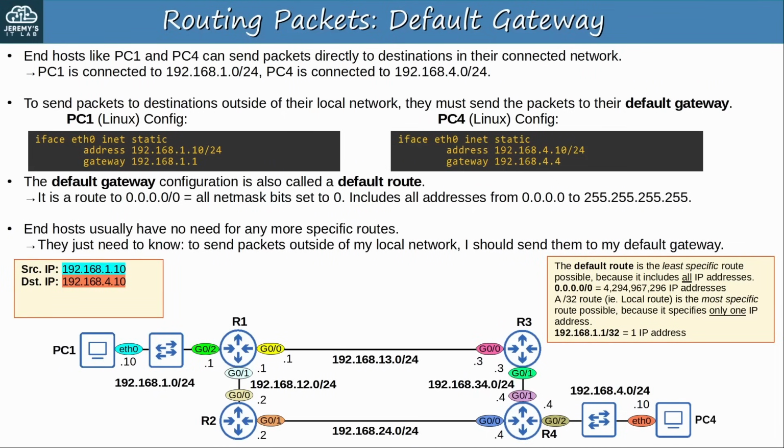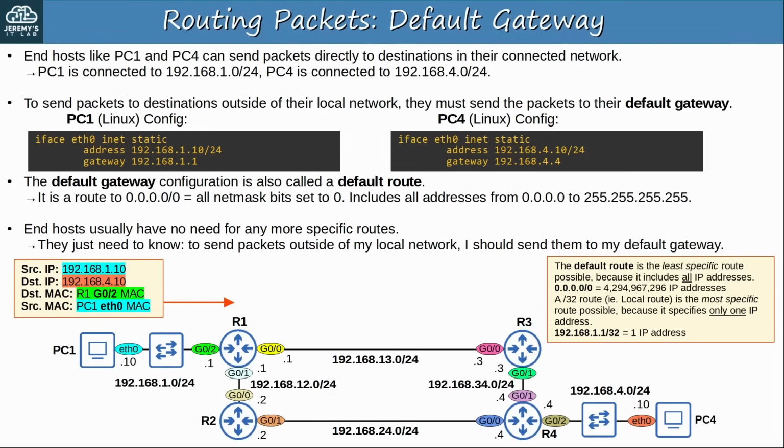So if PC1 wants to send a packet to PC4, the source IP address in the IP header is 192.168.1.10, PC1's IP, and the destination IP is 4.10, PC4's IP. Now here's a major point. What will the source and destination MAC addresses be in the Ethernet header? This is where you can start to really understand the role of Layer 2 and Layer 3. At layer 3, PC1 wants to send the packet to PC4, so the destination is PC4's IP, 192.168.4.10. However, it has to first forward this packet to its default gateway, R1. So it will encapsulate the packet in a frame, and the destination MAC will be R1G0/2's MAC address.